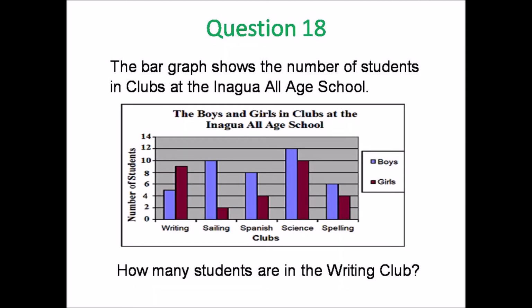And we go on to question 18. The bar graph shows the number of students in clubs at the Nagua All-Age School. How many students are in the writing club? Look at it. Calculate your numbers. Write an answer. Let's go, grade 4. Here we go.